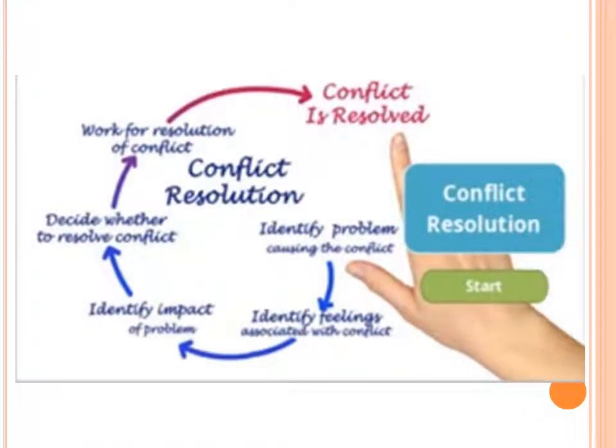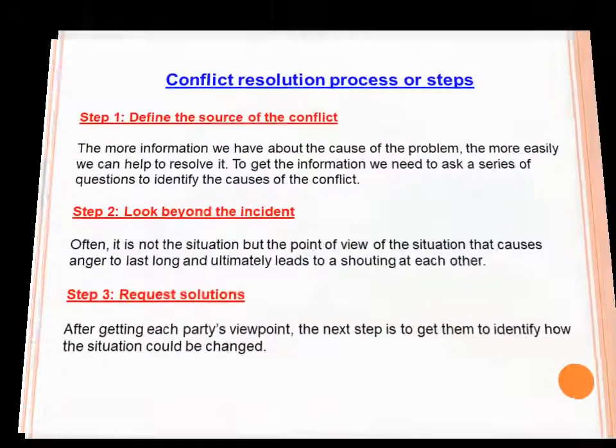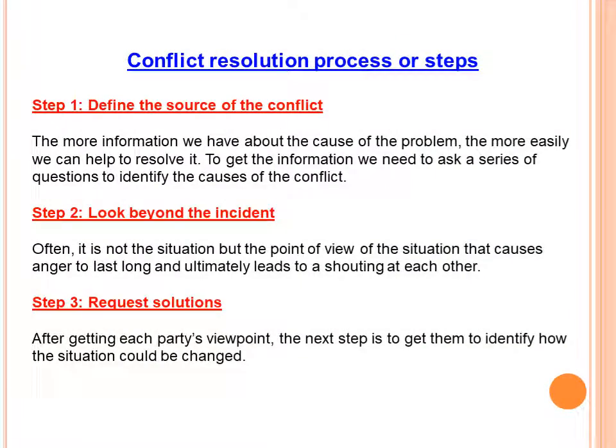What is the process of conflict resolution? Basically, it begins with understanding the root cause of the conflict, and finally, it ends with finding a workable solution to the conflict. Let's understand the 5 steps involved in resolving a conflict. The first step is identifying the source of the conflict.